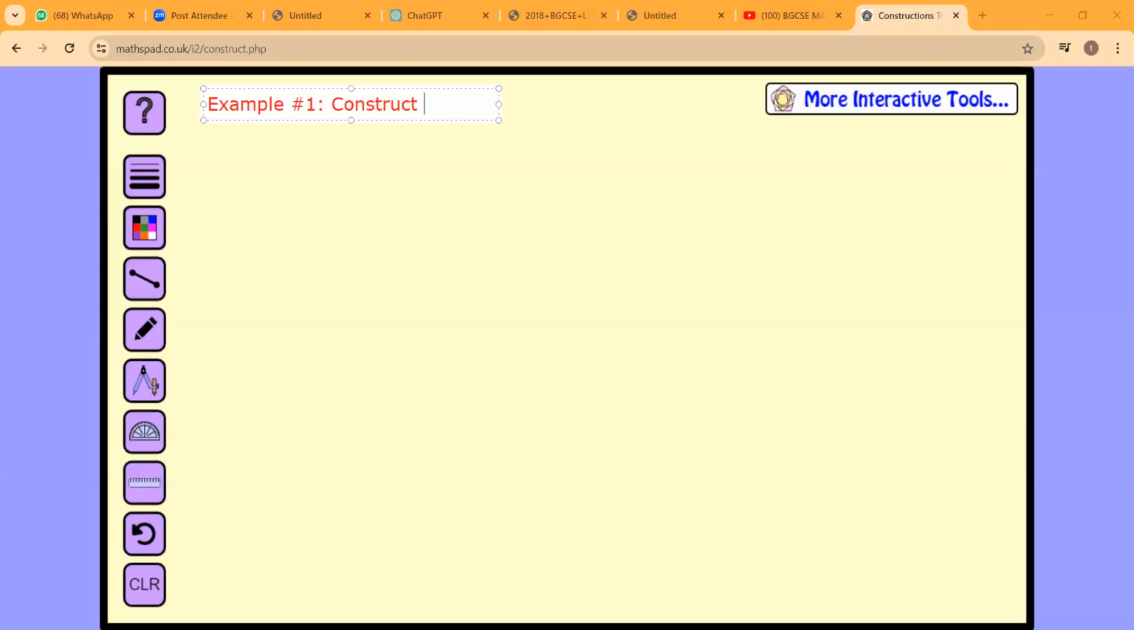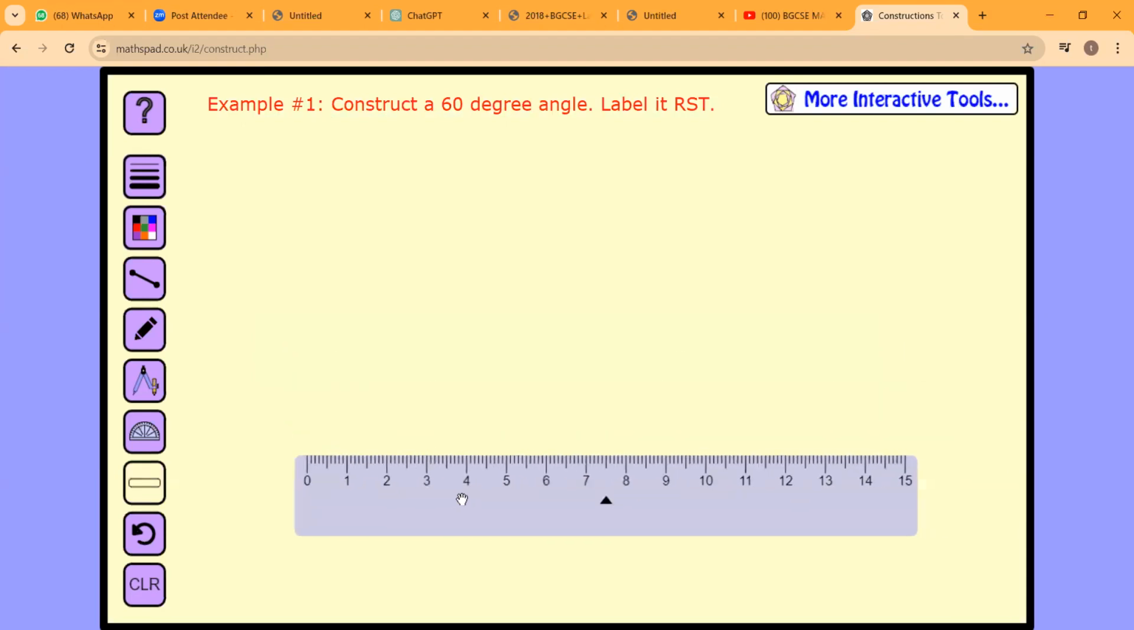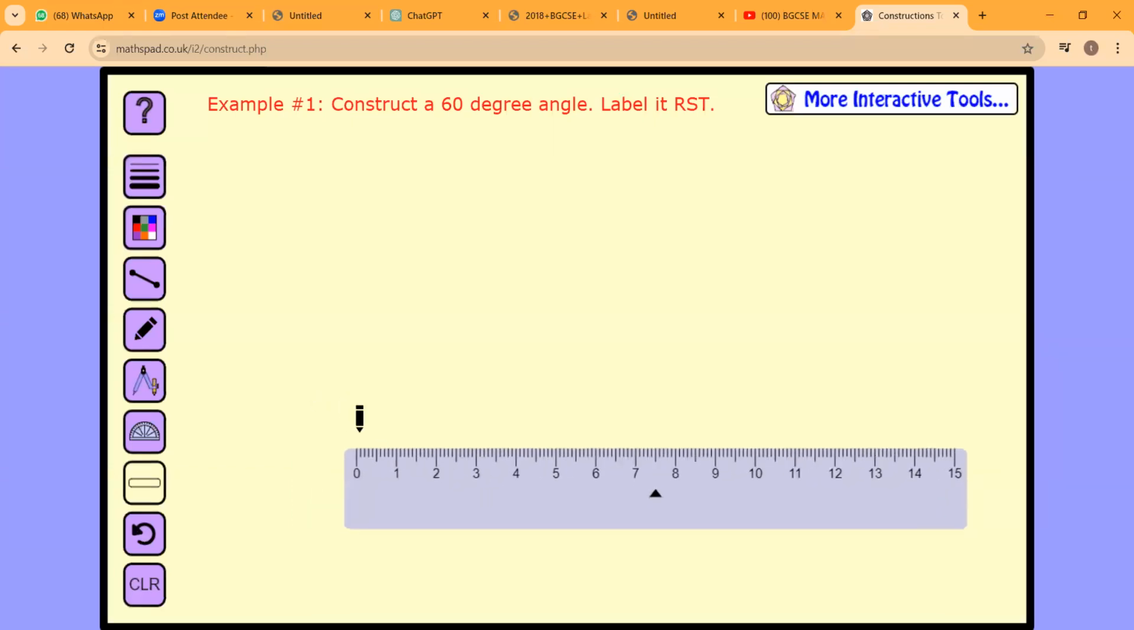So construct a 60 degree angle, and label it RST. So construct a 60 degree angle and label it RST, right? The first thing that we're going to do here is get our ruler, and then we're going to draw a line that's going to extend in this direction. I'm going to start right here and draw a line of any length. Notice it's a straight line, right?